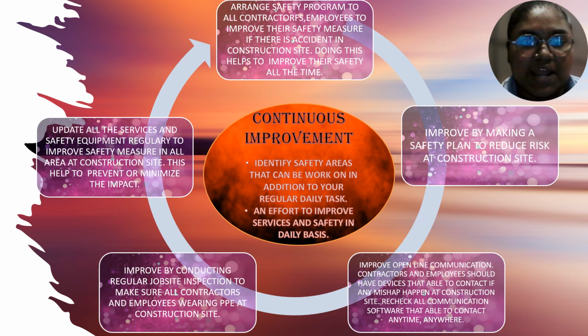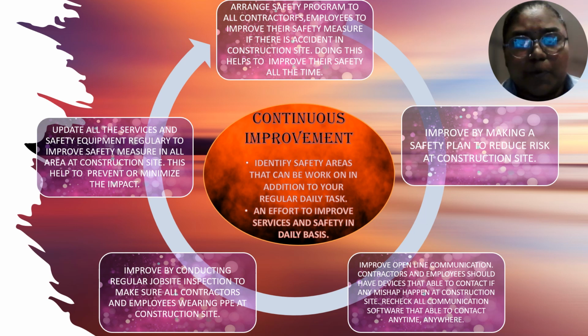Continuous improvement. Identify safety areas that can be worked on in addition to your regular daily tasks and effort to improve services and safety on a daily basis. First, arrange safety program for all contractors' employees to improve their safety measure if there is accident in construction site. Doing this helps to improve their safety all the time. Second, improve by making a safety plan to reduce risk at construction site.